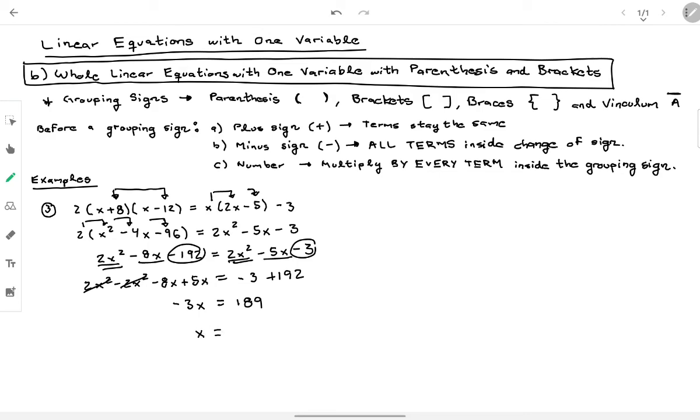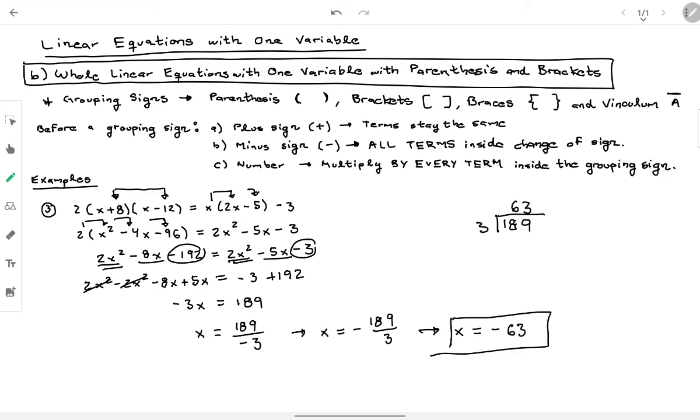x equals 189 over minus 3. We can put it like x equals minus 189 over 3. If we check 189 and 3, it's divisible because it's going to be 63. So our final answer is going to be x equals minus, because negative divided by positive is negative, 63.